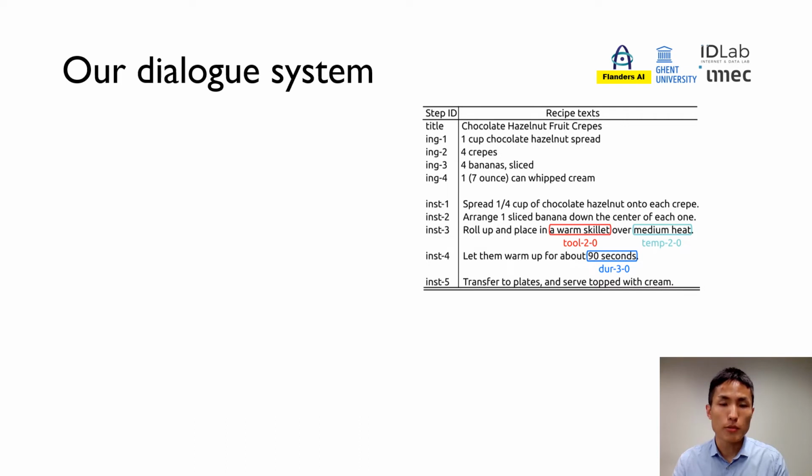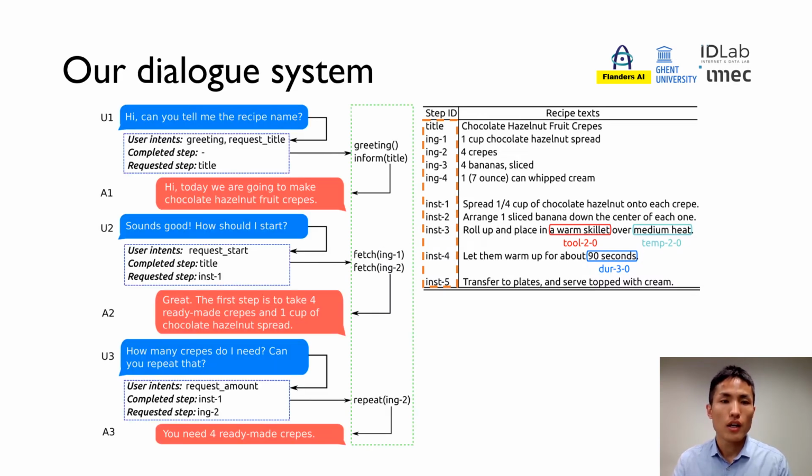This might be a little bit complicated. I will try to explain it step by step. As you see on the right, there is a recipe text. And for each recipe, we give unique identifiers to the title, ingredients, instructions, and all the highlighted entities within sentences. And on the left, there is a conversation generated by our annotators.